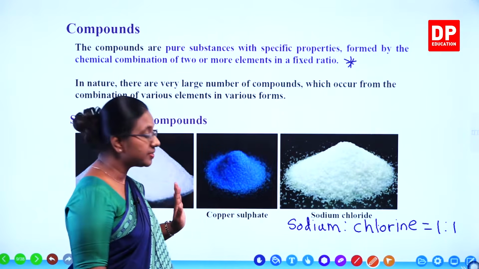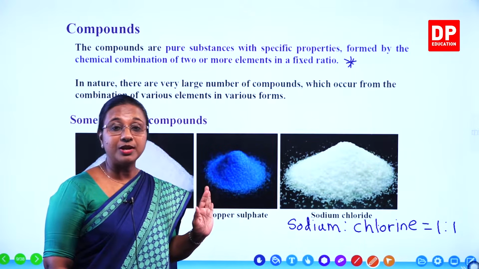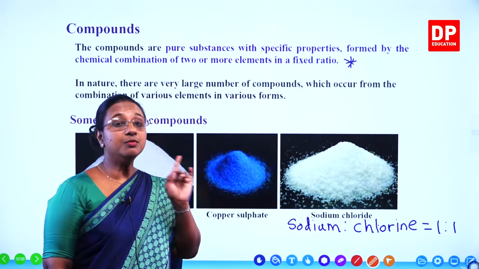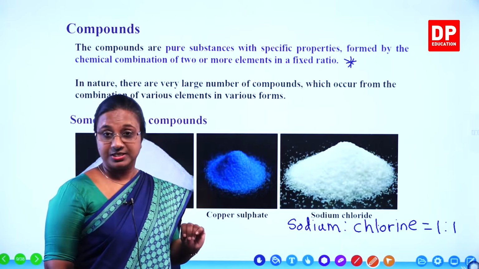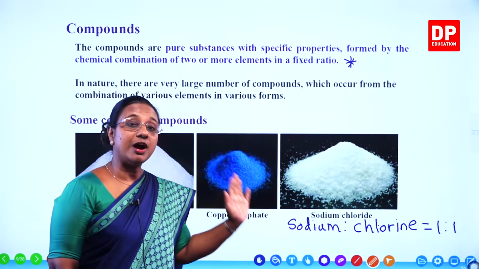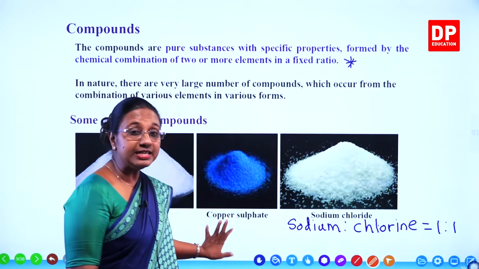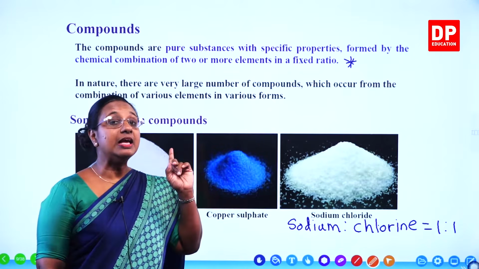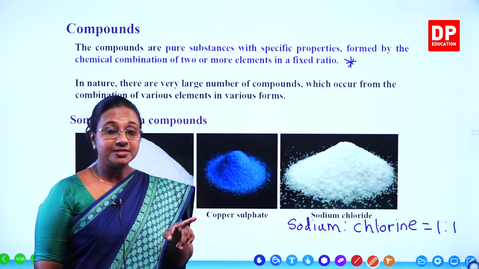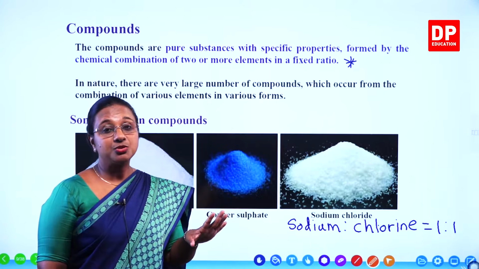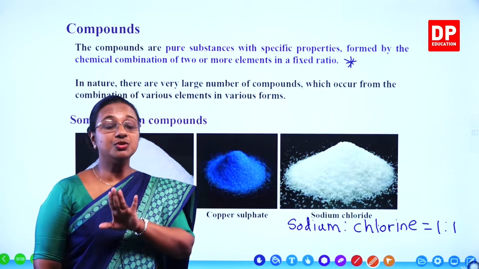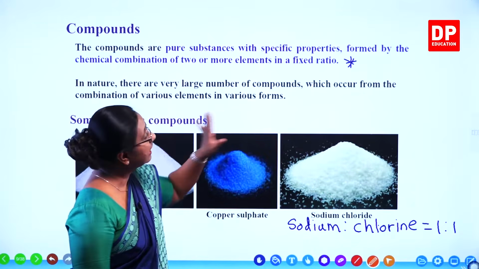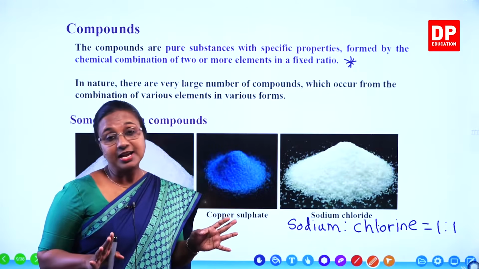But if you take copper sulfate, we will look at the chemical formula. It will be CuSO4. 1 copper, 1 sulfur and 4 oxygen. So, the ratio is going to be 1:1:4 and that is going to be fixed. Then if we take glucose, it will be carbon to hydrogen to oxygen. That is going to be 6 to 12 to 6 or 1 to 2 to 1. So, they are combined in a fixed ratio. Can you all understand that?